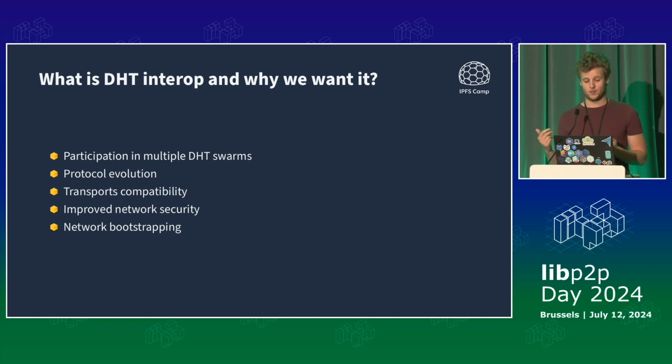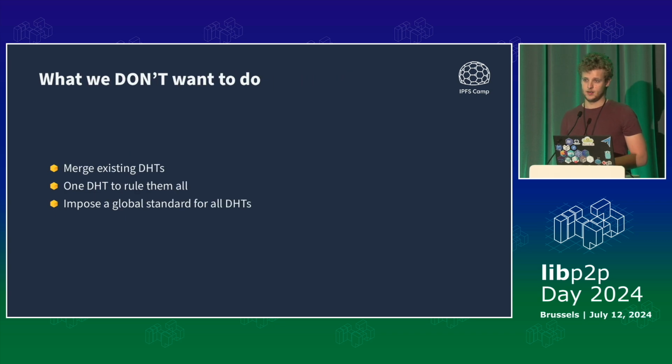We also want to have transport compatibility, which is really important. It means that if I have a node that speaks only WebRTC and a node that speaks only QUIC, for instance, they won't be able to communicate with each other. That's also a problem. With interop, we can also improve the network security and allow easier bootstrapping for new networks using already existing Kademlia networks.